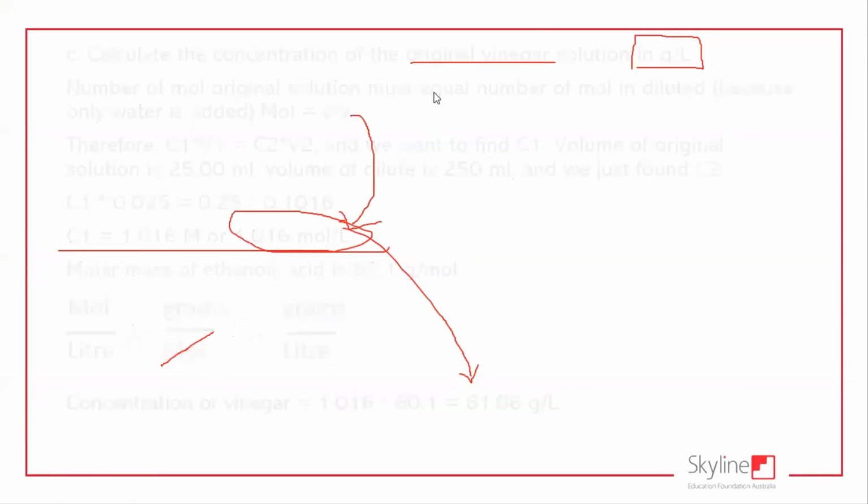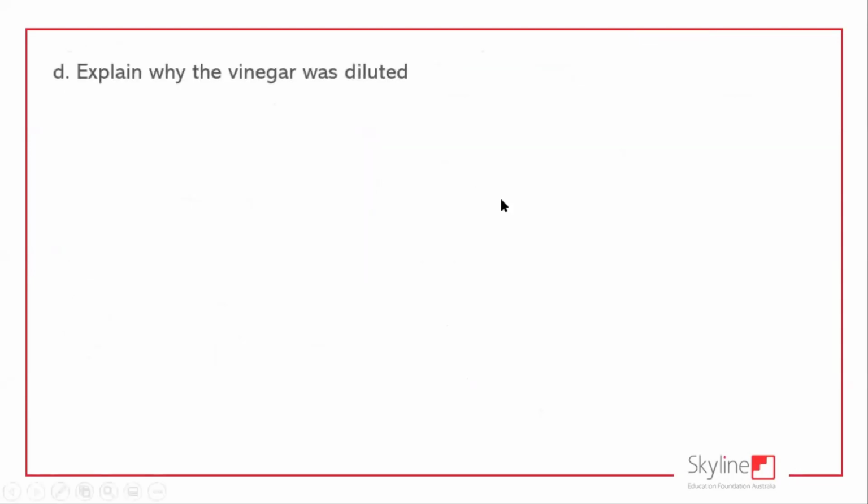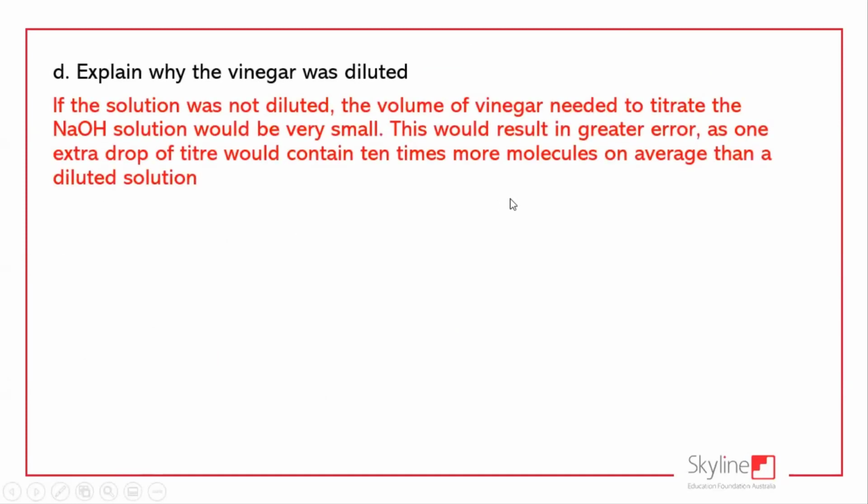Awesome. So I'm just going to remove all of these annotations. Fantastic. Okay. So now I just want to explain why the vinegar was diluted. This goes back to our titration principles. If the solution had not been diluted, the volume of vinegar needed to titrate the NaOH solution would be very small. This will result in greater error, as one extra drop of titrant would contain 10 times more molecules on average than the diluted solution.